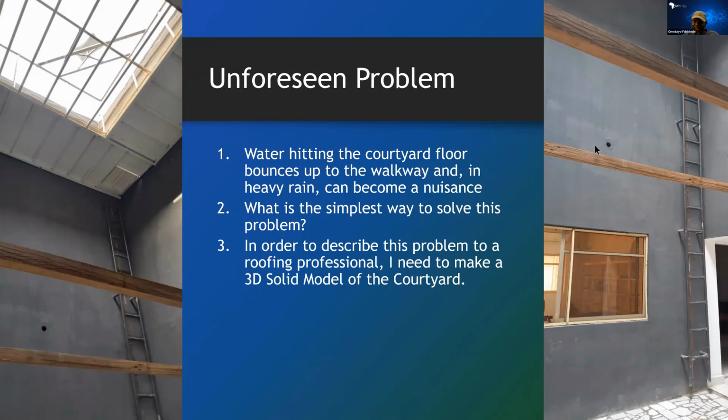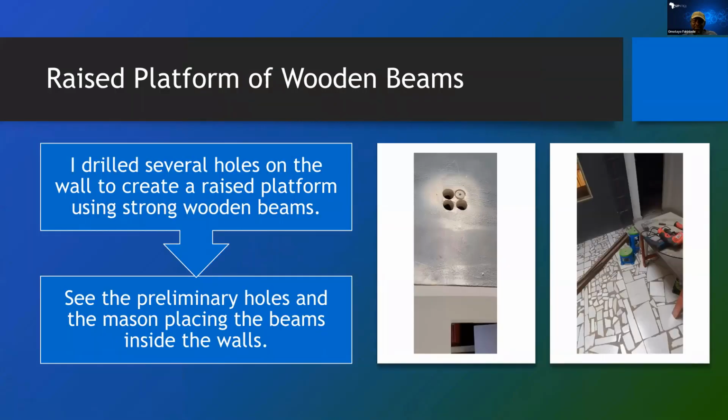The problem is that water coming from this open space hits the floor and then spills onto the walkway around that center place. So the water hitting the courtyard floor bounces up to the walkway, and in heavy rain can become a nuisance. What is the simplest way to solve this problem? In order to describe this problem to a roofing professional, I need to make a 3D solid model of the courtyard.